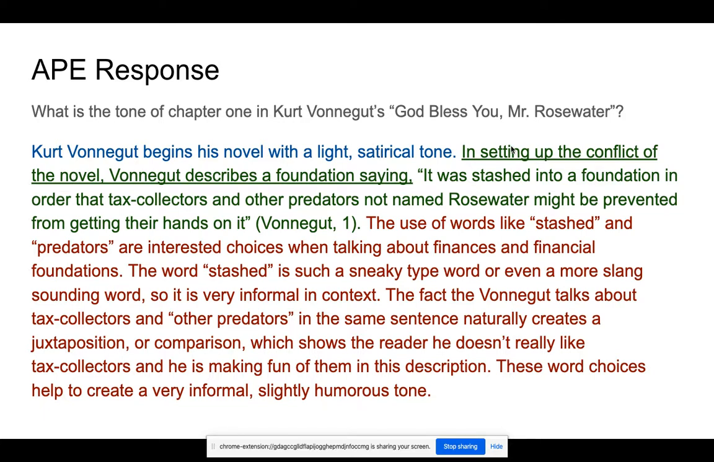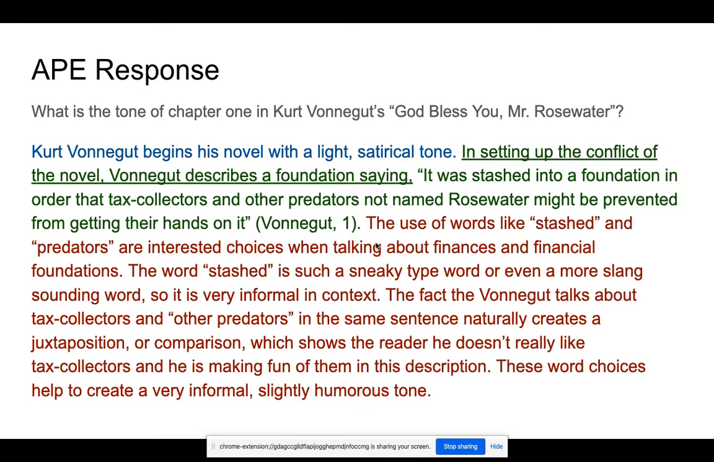Then in green, you'll see my quote. I underlined this first part to remind you of our how to quote lesson, where you have to intro your quote. It says, in the setting up of the conflict, Vonnegut describes a foundation saying, and then this is what he actually says in the novel. It was stashed into a foundation in order that tax collectors and other predators not named Rosewater might be prevented from getting their hands on it. Then you'll see my citation, Vonnegut's name, and I found this on page 1.